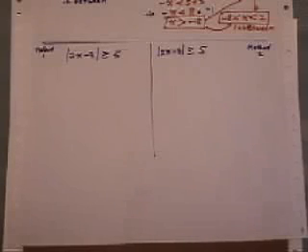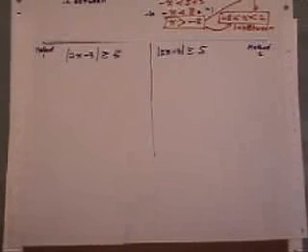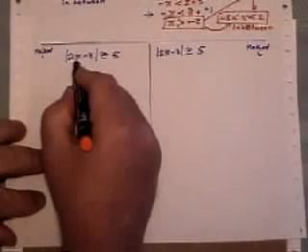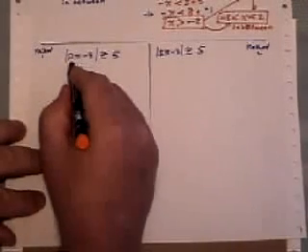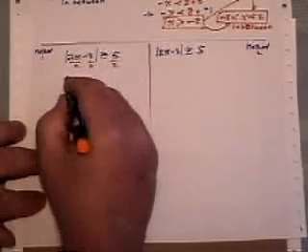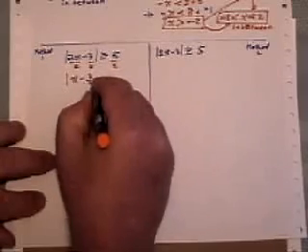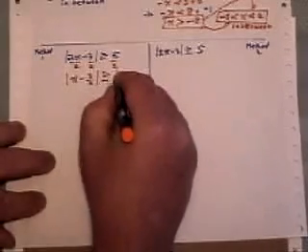Okay, in this question, we're going to look at another absolute value sign. Again, I'll do it both methods. This one you'll notice has a 2 in front of the x. And so the first thing I do is I divide everything by 2. And I'm going to say the absolute value of x minus 3 over 2 greater than or equal to 5 over 2.